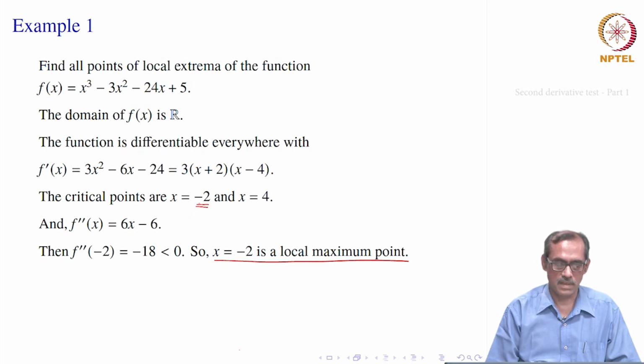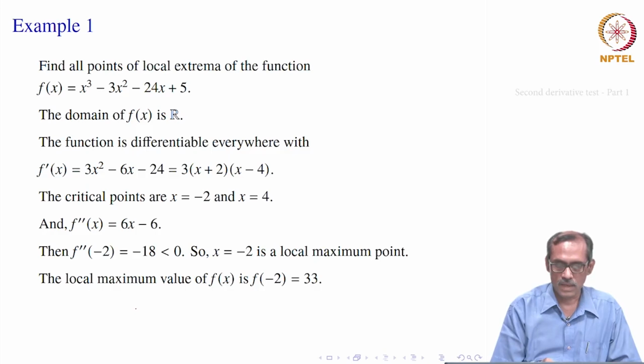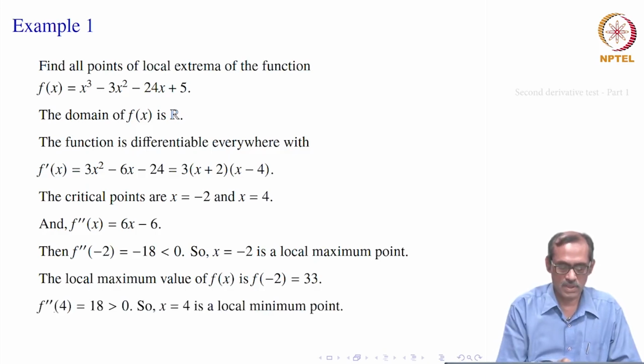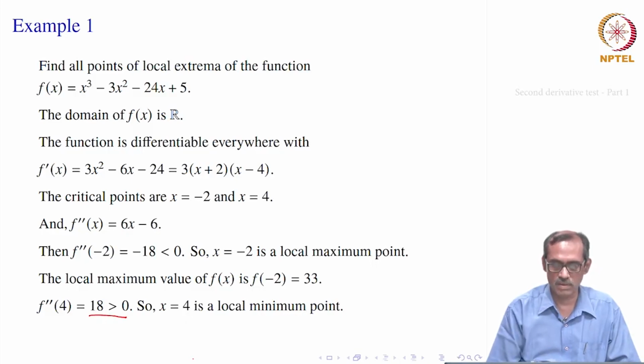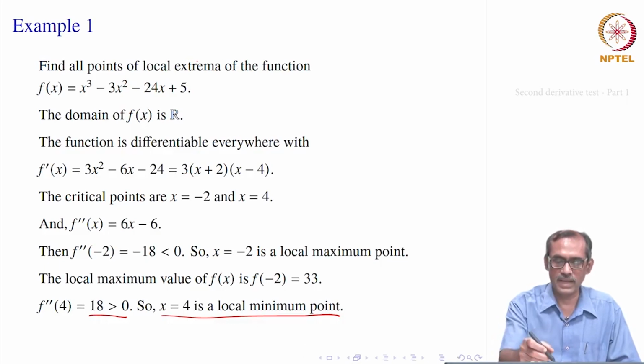All right. So, let us evaluate at the other critical point, which is 4. There, f double prime at 4 equal to 6 into 4, 24 minus 6, which is 18, which is greater than 0. So, x equal to 4 is a local minimum point. So, minus 2 is a maximum point, 4 is a minimum point. To find the local extrema, that is, what are the values of the function, we must find the values also.